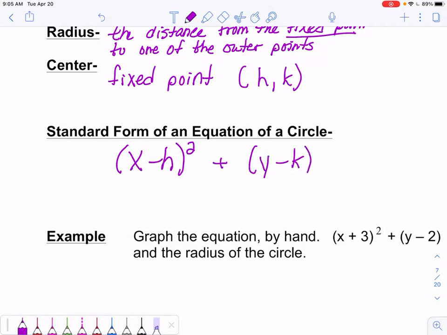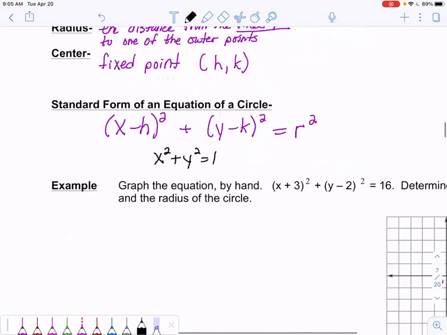(y minus k) quantity squared, and that's equal to r squared. We talked about the unit circle in trigonometry. The unit circle was x squared plus y squared equals 1. When both your x and your y are squared and being added together, that's a circle. The value on the other side, when I take the square root of it, represents the radius. So we worked with the circle a lot in trig, and that was the unit circle specifically because the radius was 1.